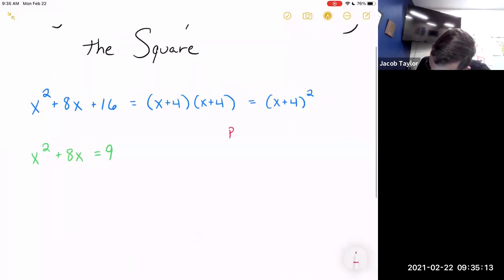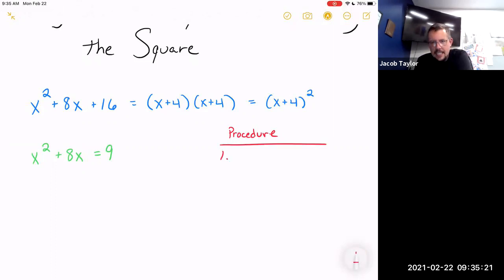So here's our procedure. Step number 1 is to isolate the constant. What this means is I want to write the equation in such a way that the constant, the number that does not have a variable with it, is all by itself. Now in this problem, that's already done. The constant is isolated because the 9 is all by itself.